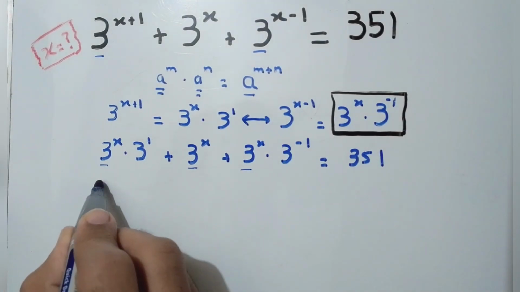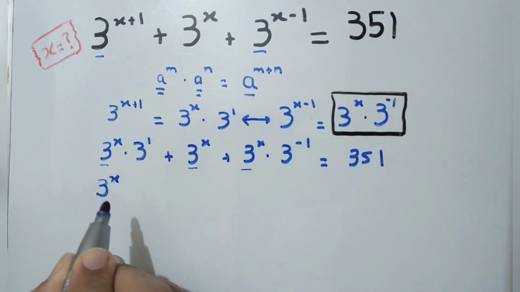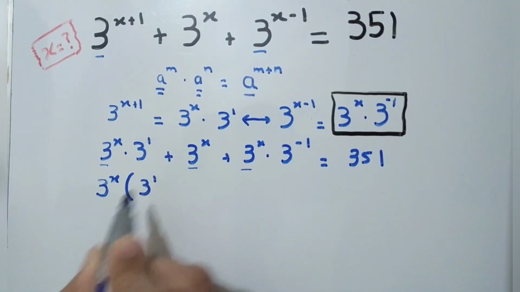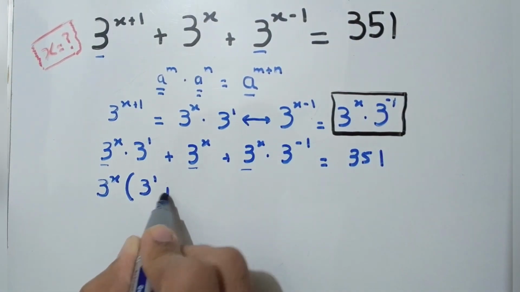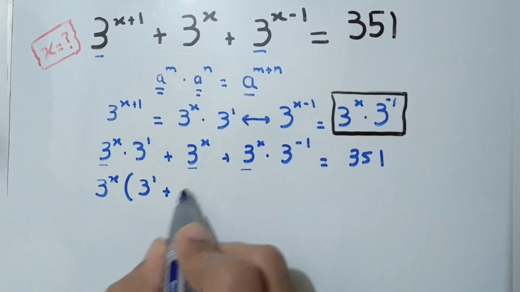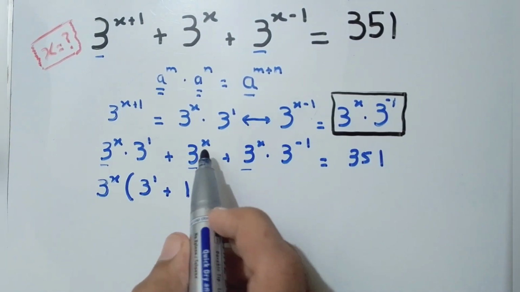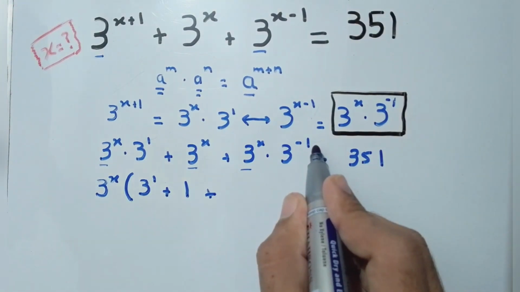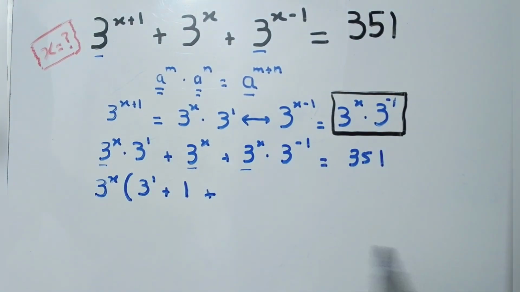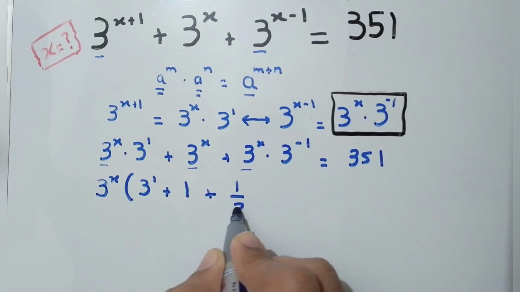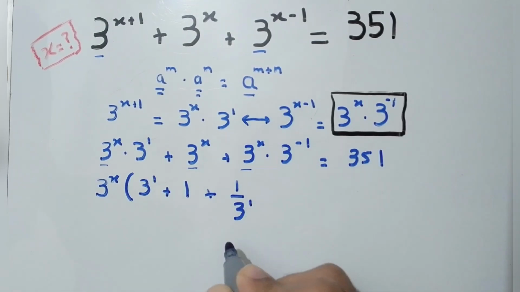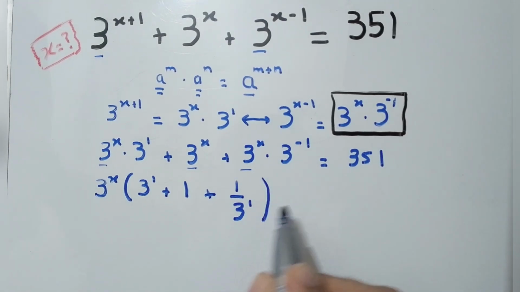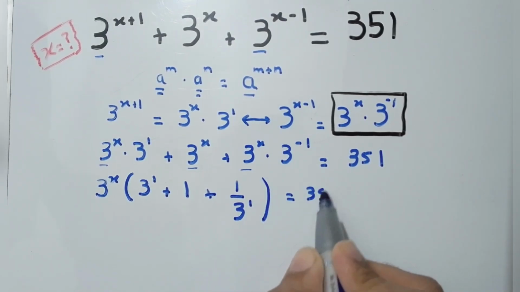Let's just do it. 3 raised to power of x is taken common from the equation, and now we are left with first 3 raised to power of 1, plus, we don't have anything here, so there's basically 1, as 3 raised to power of x is factored out, and then we have 3 raised to power of minus 1. Basically 3 raised to power of minus 1 is equal to 1 over 3 to the power 1. This is basically the reciprocal of 3. We close the bracket here and we have this whole thing equal to 351.